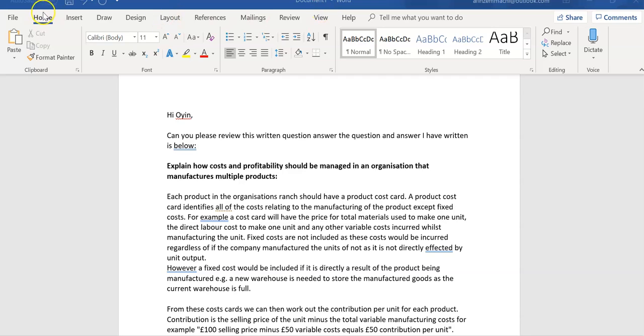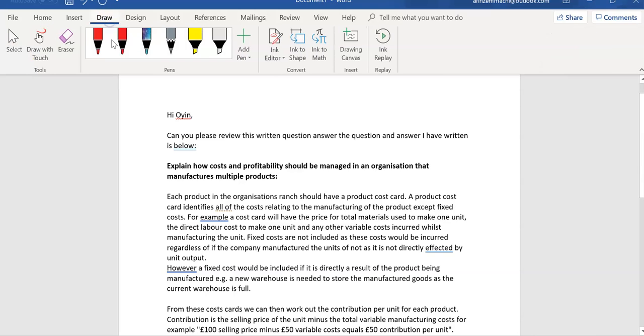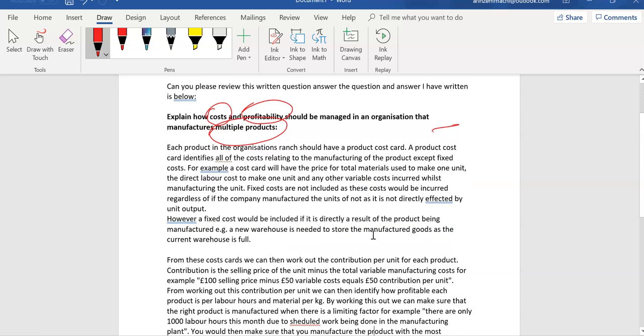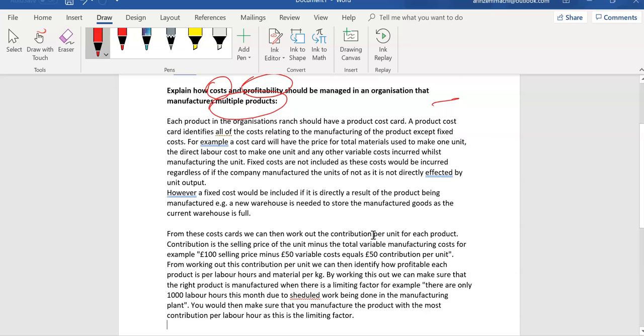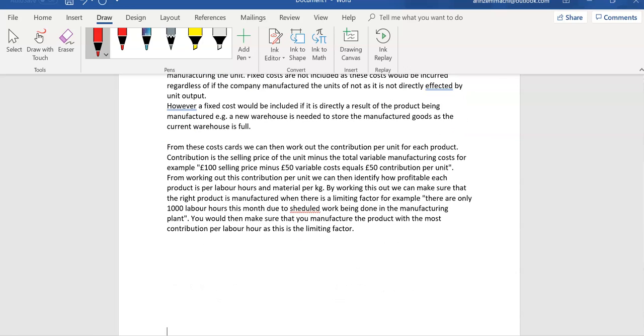So the first thing, I think what you want to do, I mean, this is good. This is a section of what you've said here, but there are a number of issues. It's almost an open question. There's costs, there's profitability, and then there's multiple products. What you've said is good. I think you want to extend it a little, and you've highlighted a particular case of limiting factors.